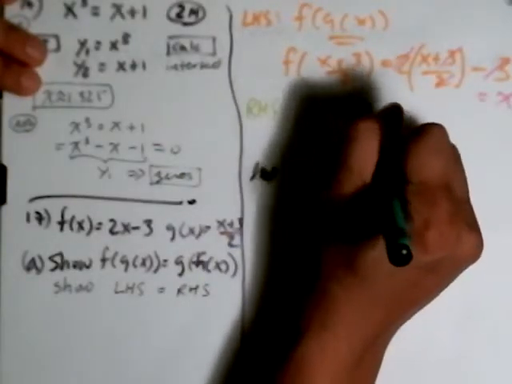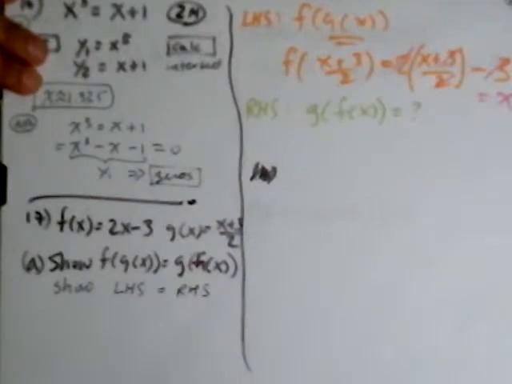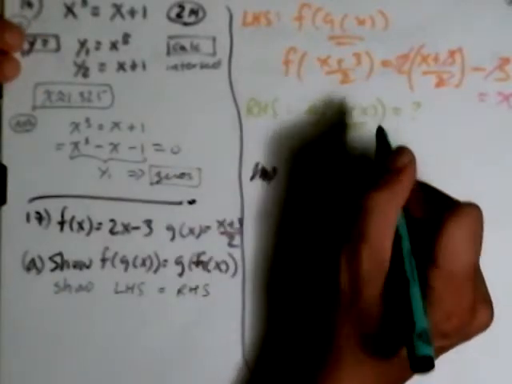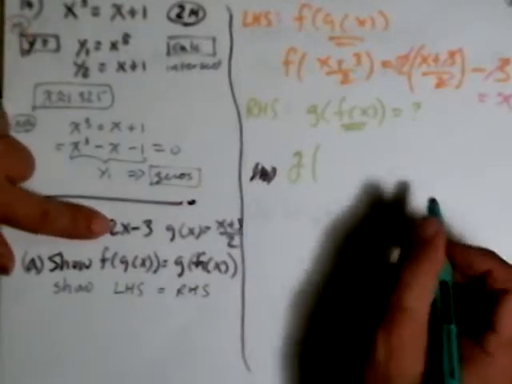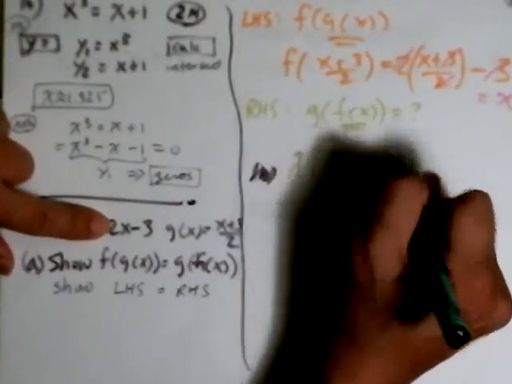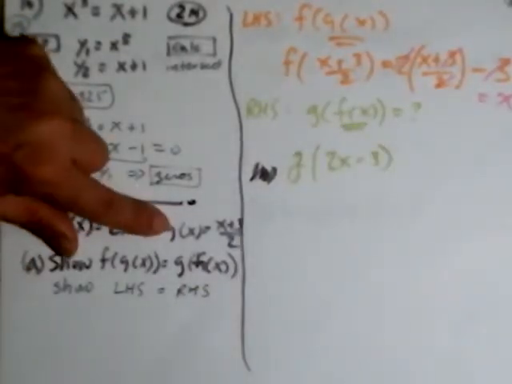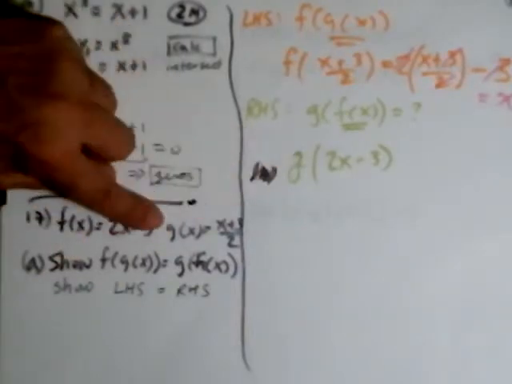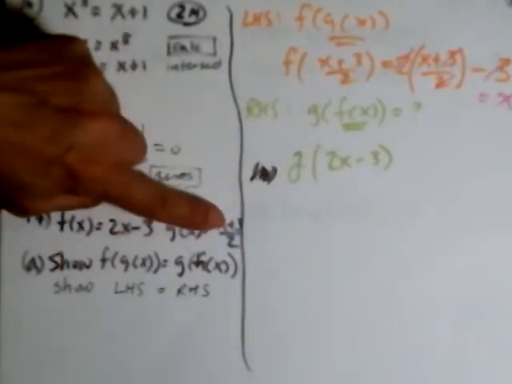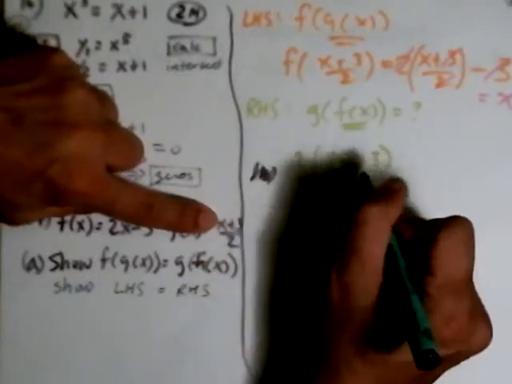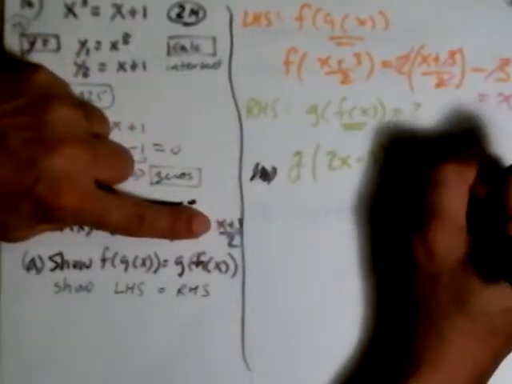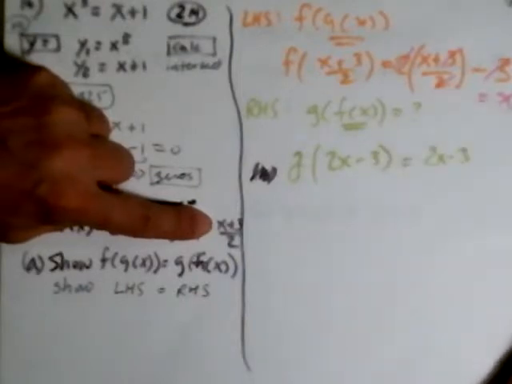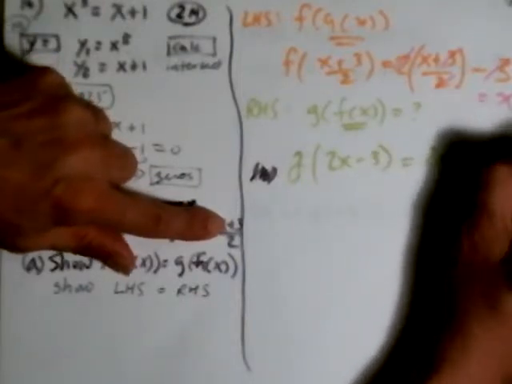G of f of x equals what? Again, we always start with the inside. It's going to be g of f of x, which is 2x minus 3. What do we do with that? Here's a g function right here. Wherever there's an x, we replace it with 2x minus 3. So there's an x right there, and that's replaced with 2x minus 3 plus 3.